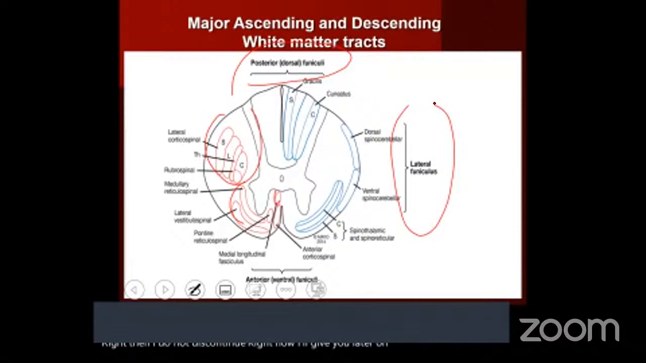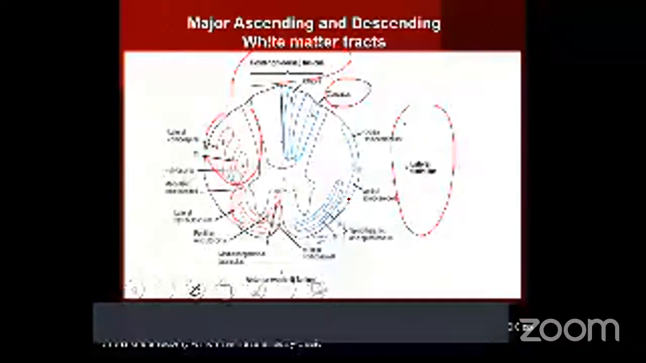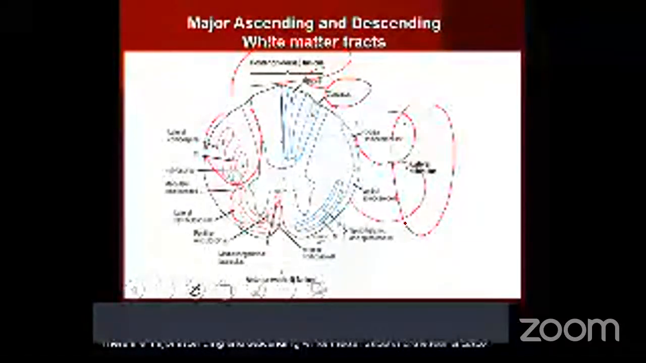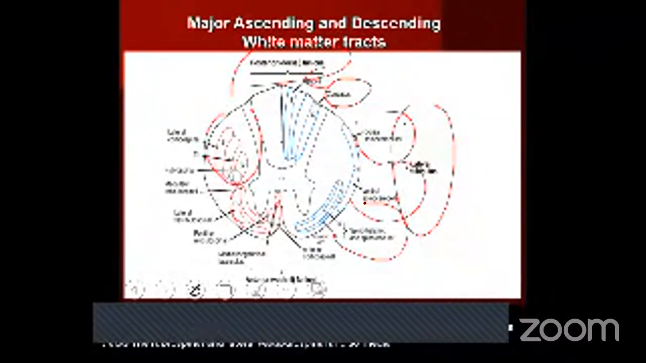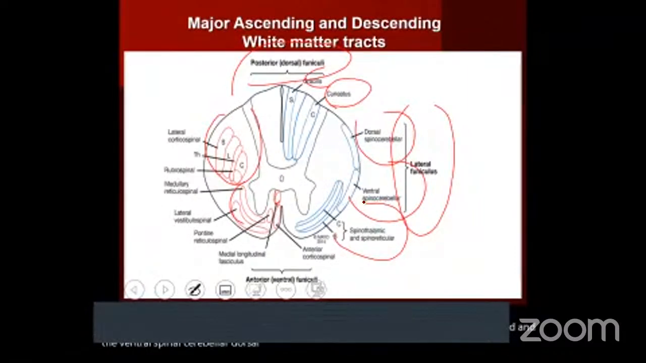On the right side, posterior columns, cuneate and gracilis, and dorsal spinocerebellar, ventral spinocerebellar, spinothalamic. These are all the ascending tracts, and the descending tracts on the left side: lateral corticospinal, rubrospinal, medullary reticulospinal, and vestibulospinal. These are all on the right side. And what's important to know is that all these tracts are in that 1.4 maximum centimeter diameter.